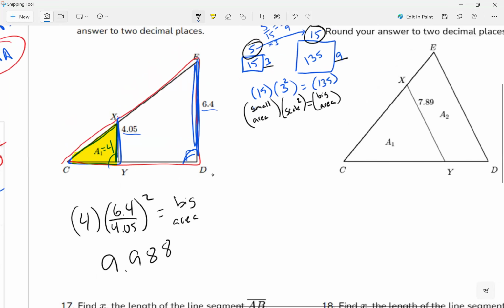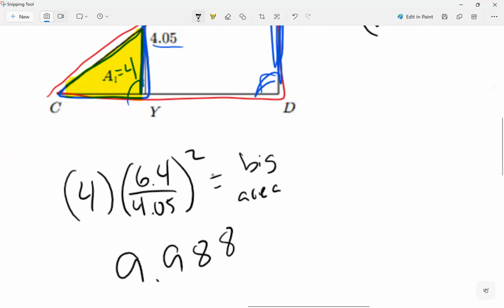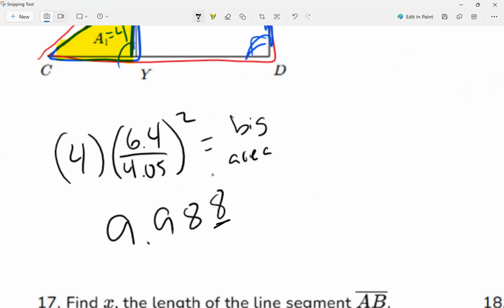9.988. When I read the instructions, it says round your answer to 2 decimal places. I wrote 3, but I need to round it to 2. I wrote the third because I do keep an eye on the third number. If the third number is 5 or more, which is the case, it is big enough, so that's going to push this number over. So my answer will be 9.99.